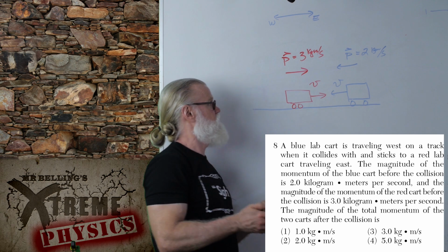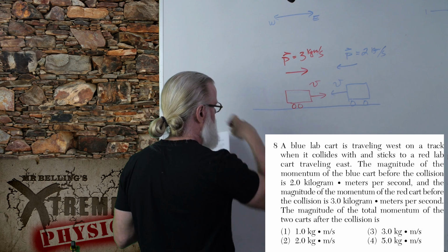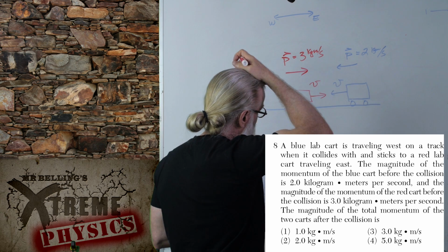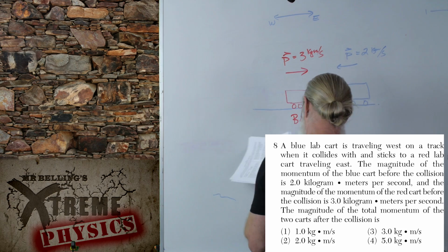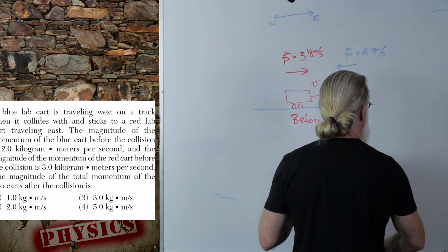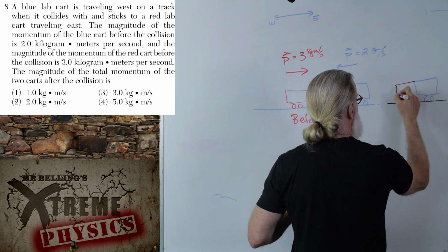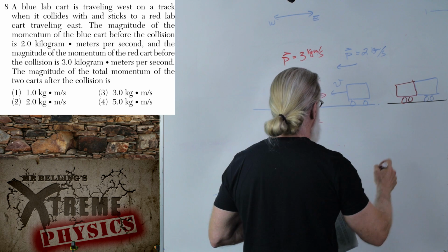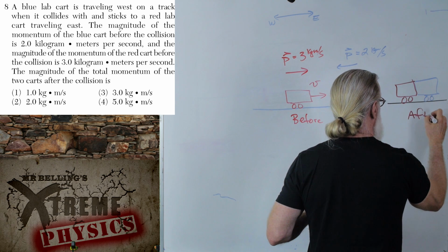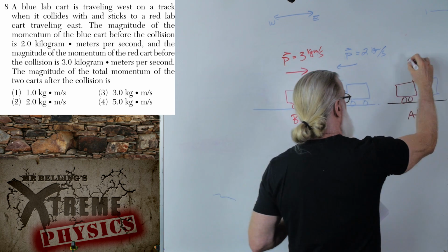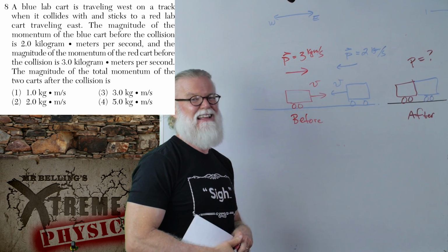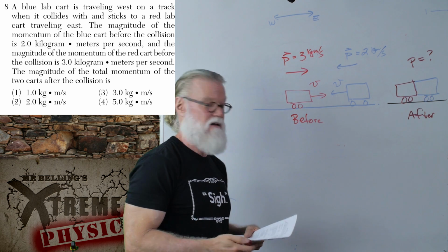All right. So momentum is conserved. This is the before picture. With a conservation of momentum problem, I would always have a before and after picture. Kind of ran out of room here, but that's okay. We're going to draw it smaller. All right, they stick together, and then they do something. This is after. Now they want to know, what's the momentum? All right. Well, I know the direction, but let's pretend like we didn't.